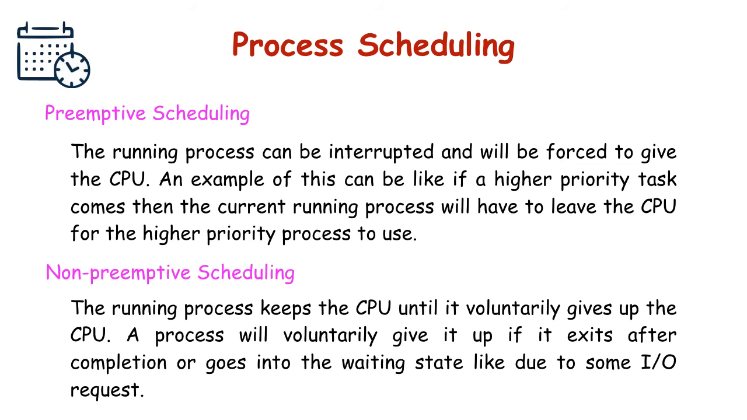And in non-preemptive scheduling, the running process keeps the CPU until it voluntarily gives up the CPU. Now, the term voluntary here means the process will give up the CPU if it exits after its completion, or goes to the waiting state, like due to some IO request or some resource request that it has made.